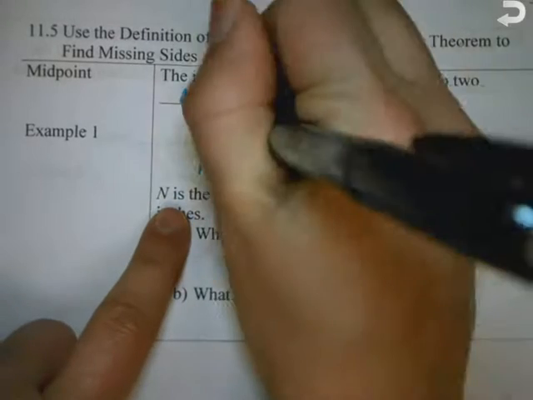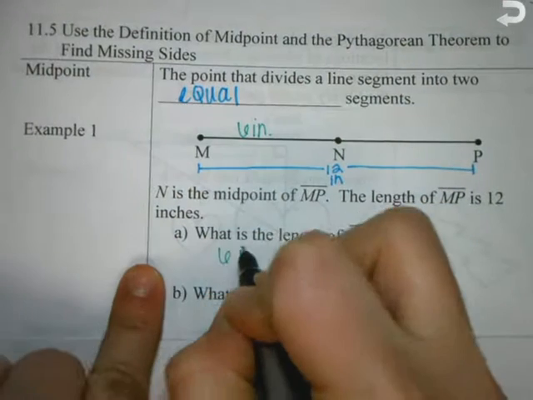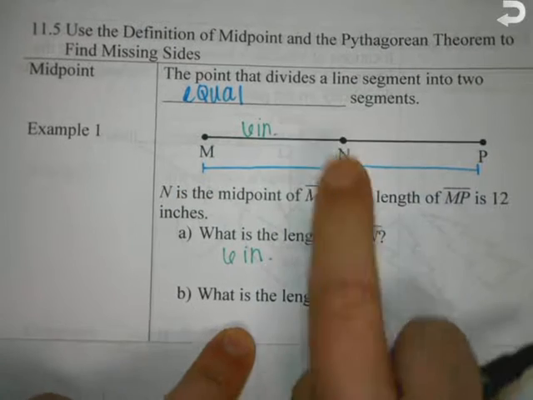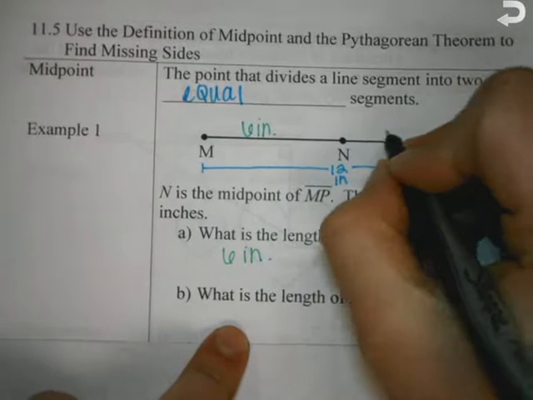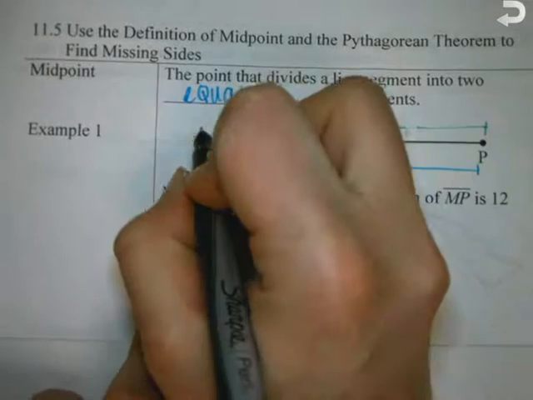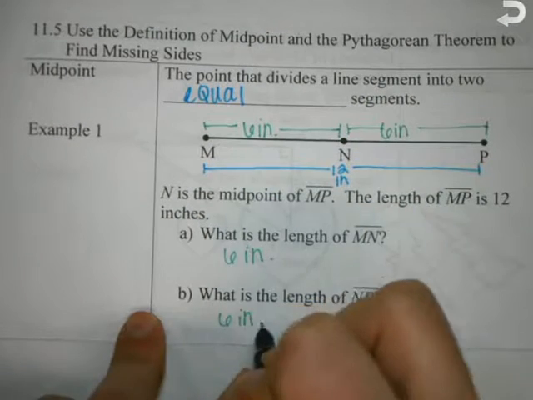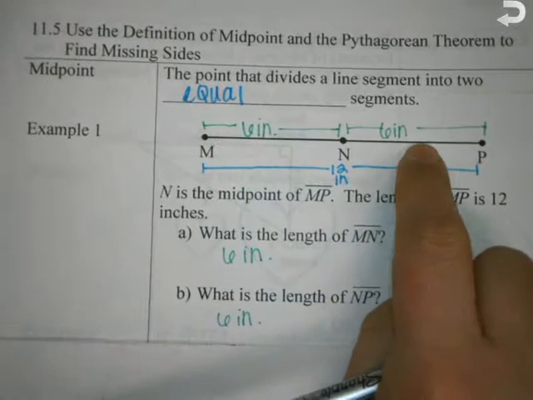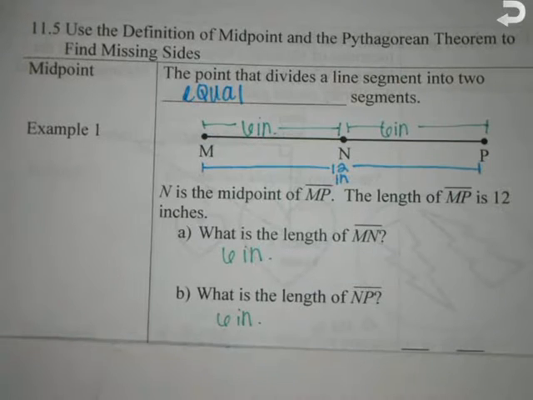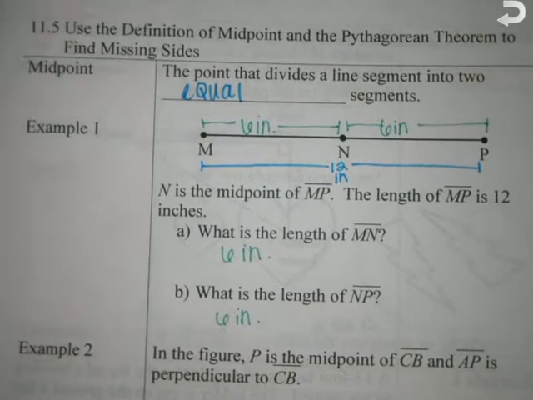6 what? 6 inches. How'd you know? Because it's exactly half of the whole thing, which is 12. So what is the length of NP? It's also 6 inches. So let's label those. I like to label the lengths on the segment as well, because for me it helps me to see it a little bit better. But basically the midpoint just kind of cuts the segment into half. Okay? So how does this define or have to do with triangles?